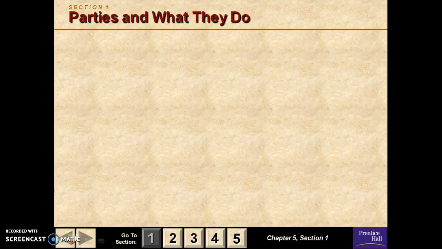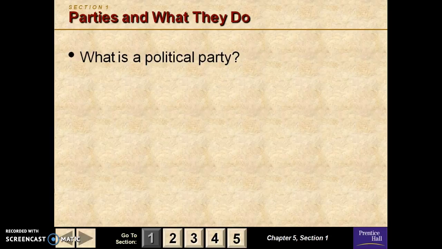Today we will be talking about Section 1 in Chapter 5, Political Parties and What Do They Do. First, let's look at the objectives, what we will try to learn today. What is a political party? So we will be discussing what are the factors that go into what a political party does.